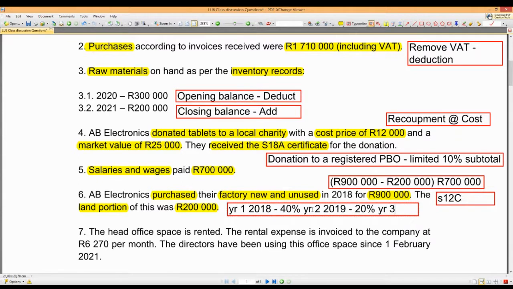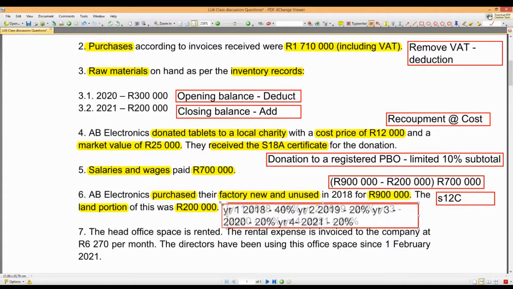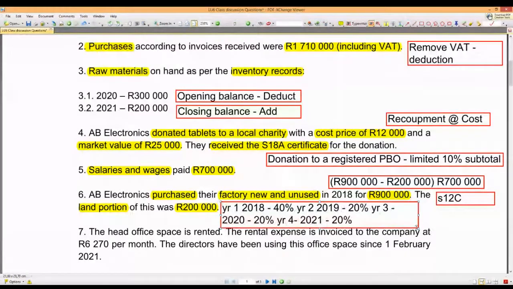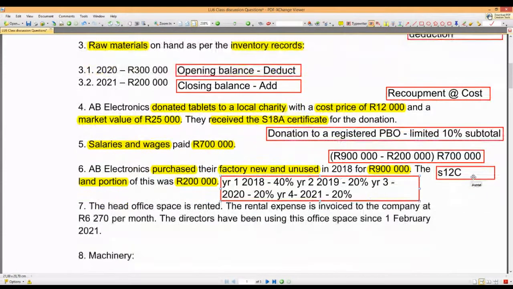Year 3 would be 2020, which would also be 20%. And year 4 would be 2021, which would also be 20%. Okay, so that is just what the years would look like based on the fact that we are using this in the process of manufacture. But we will only apply it to the 700,000 because you have to exclude the land portion.